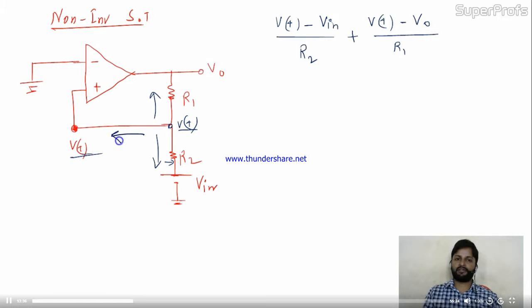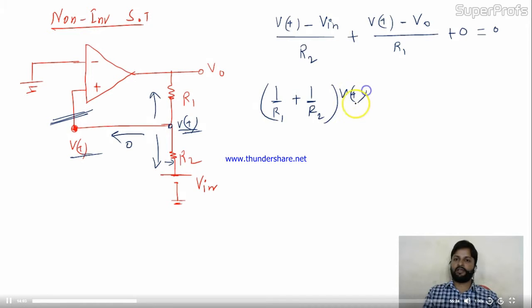This current is over. What about this current? This is zero current because we know the op-amp takes zero current. So it's 0 equal to 0. Is it okay? Now, if you see this, I need the value of VT individually, so I can compare VT with 0. So let's take VT: (1/R1 + 1/R2) VT, and at this side V in divided by R2 plus V0 divided by R1 will be here. Is it okay?